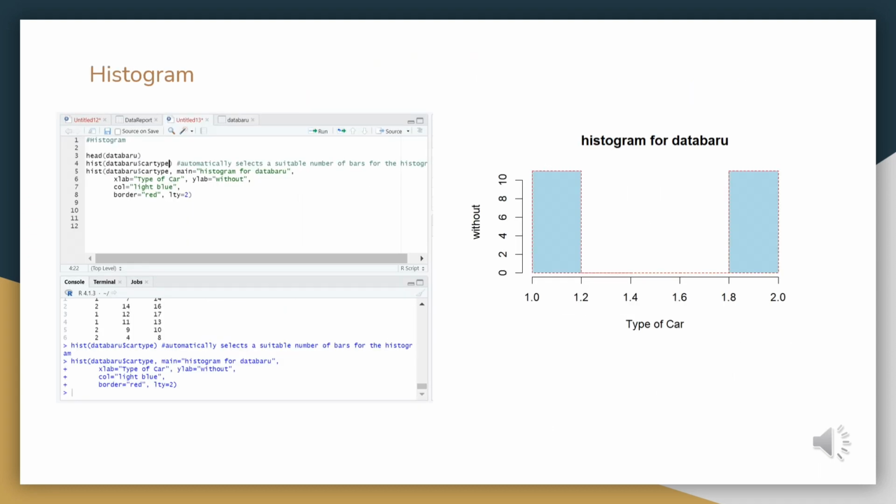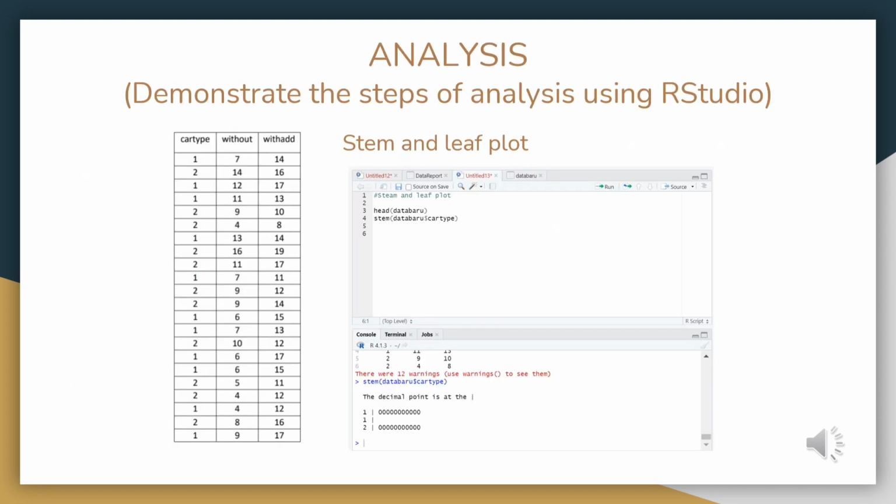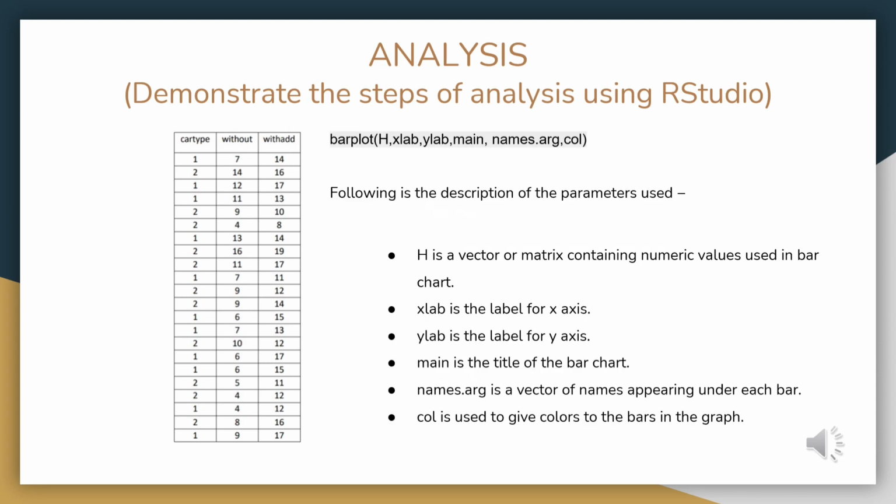So in this slide I show you the command of histogram. Then this is the stem and leaf plot. The next is the bar plot.